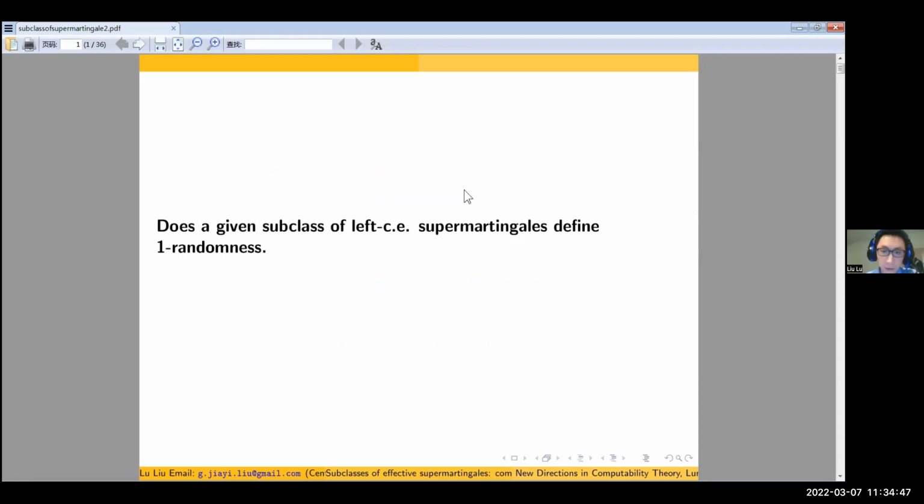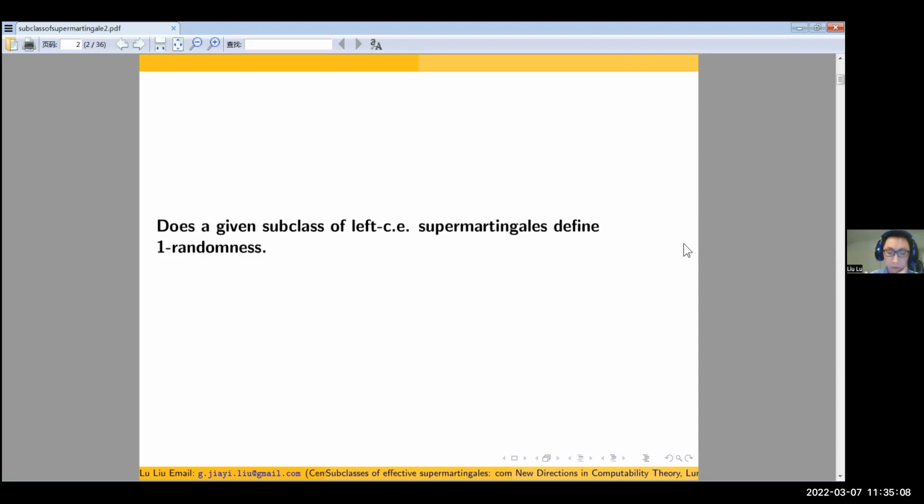And this is the topic about this talk. Given a subclass of supermartingale, does it define one randomness? Because it is well known that left CE supermartingales define one randomness, meaning for every non one random real x, there is a left CE supermartingale succeeding on x.